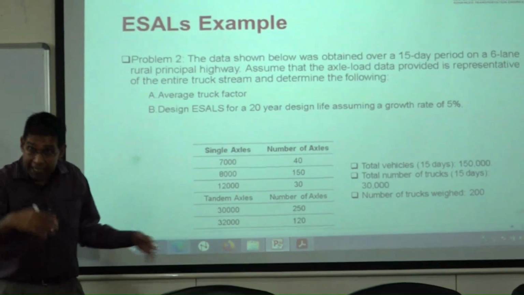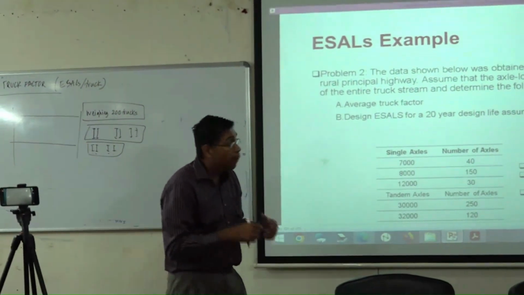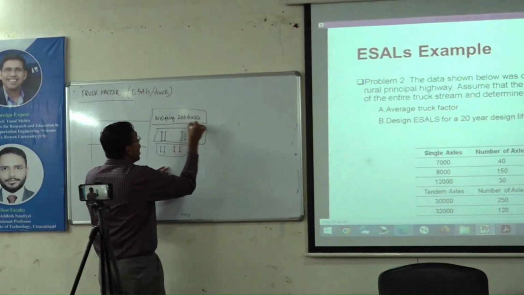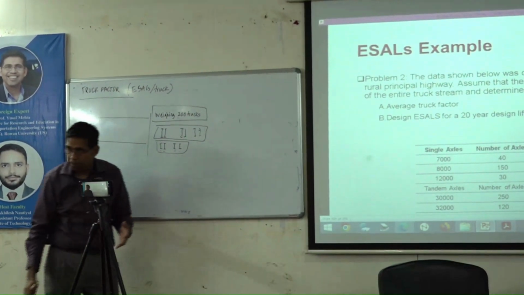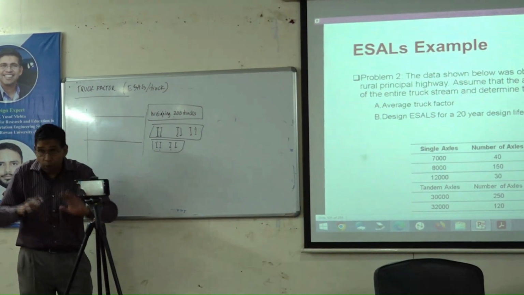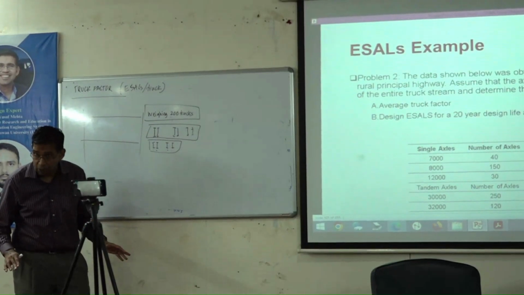Everybody with me so far? Now, once you do this thing, the beauty of this is that from then on, I have to just count the number of trucks in the future. Once I get the equivalent per truck on that roadway, I don't have to count the axles. I have to only count trucks. Everybody with me so far?